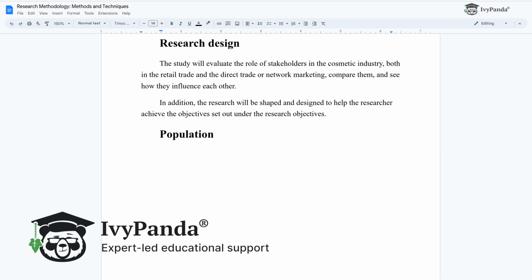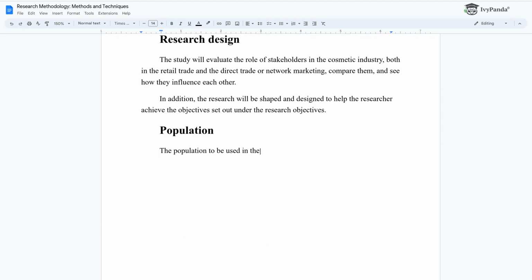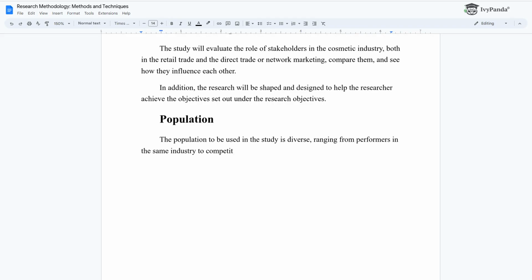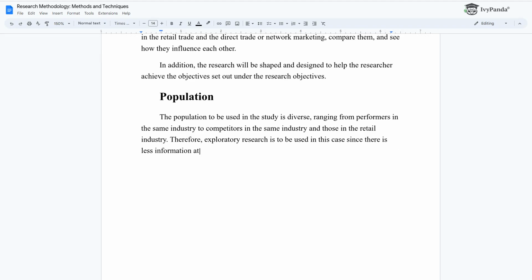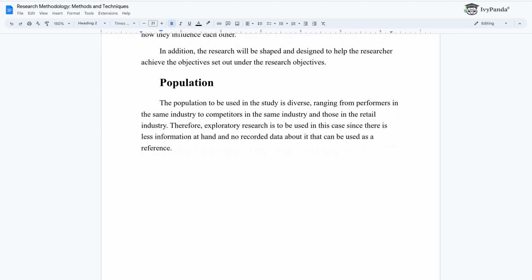Population. The population to be used in the study is diverse, ranging from performers in the same industry to competitors in the same industry and those in the retail industry. Therefore, exploratory research is to be used in this case since there is less information at hand and no recorded data about it that can be used as a reference.